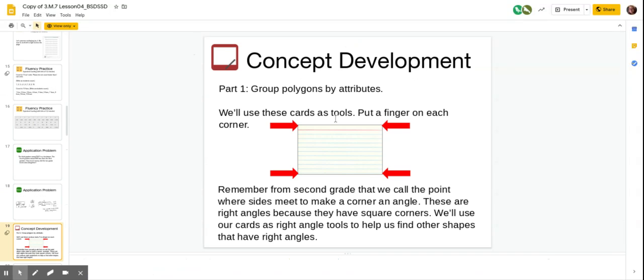So some attributes of this card is it has 4 sides, it has 4 vertices or corners. And if you put your finger on the corners or hover over the corners, you'll notice that they are right angles, and that anywhere the 2 lines meet will make a vertice or a corner.